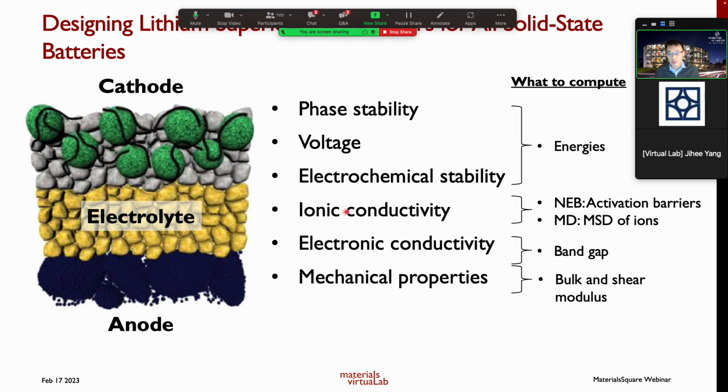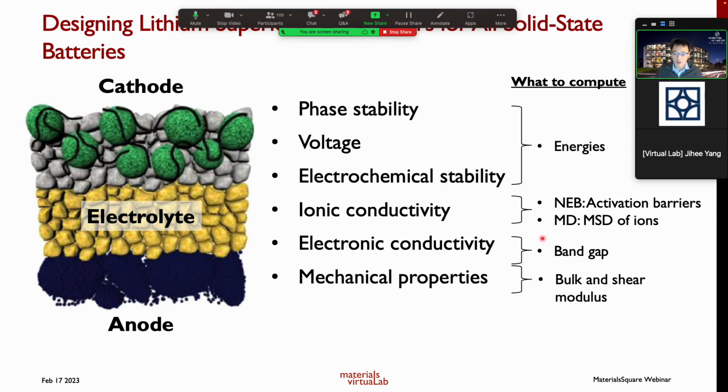And of course, you need something that conducts lithium very quickly, right? And what you notice is that all these properties you can actually predict from computations, right? So you can do DFT calculations of the energies. You can run NEB calculations on the activation barriers. You can run MD to get the mean square displacements of ions and predict the ionic conductivity. You can also get the band gap and Young's modulus and shear modulus, right?